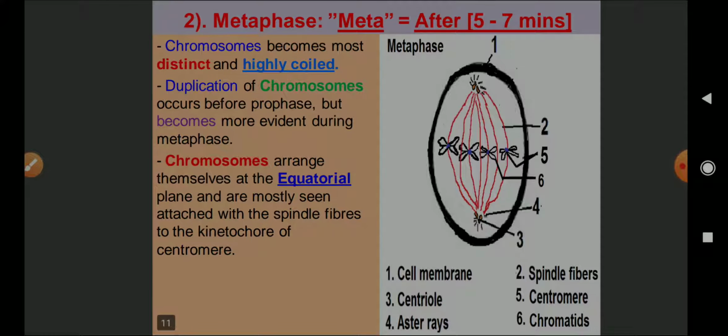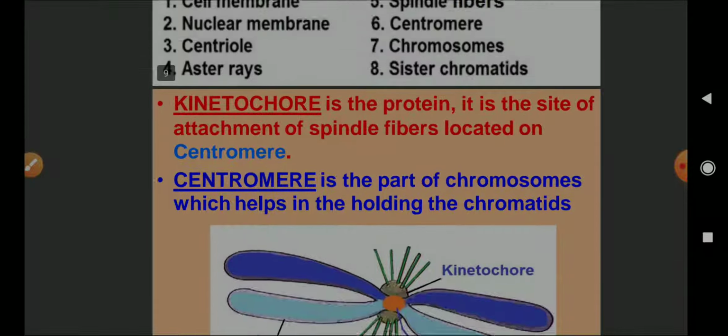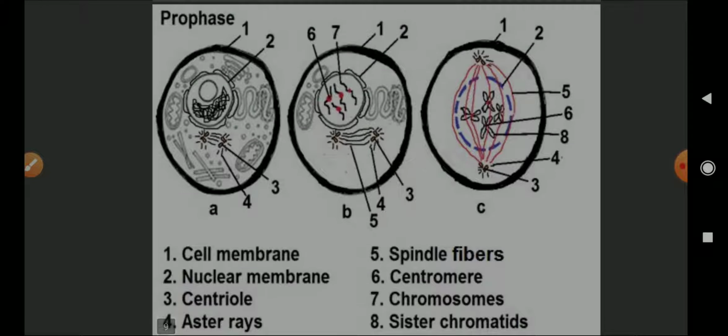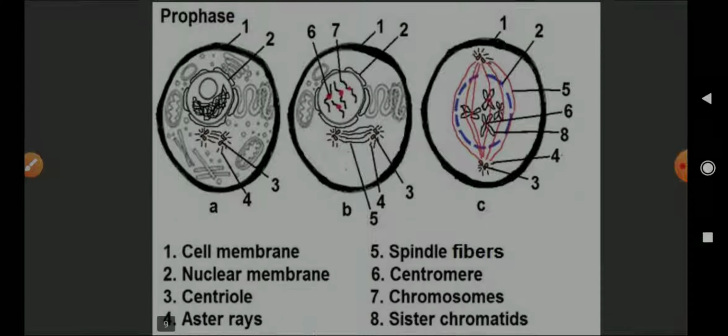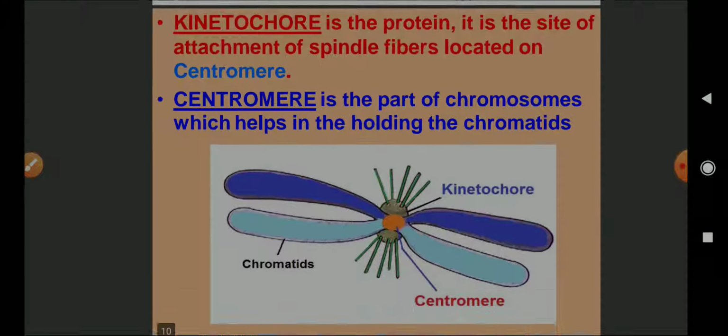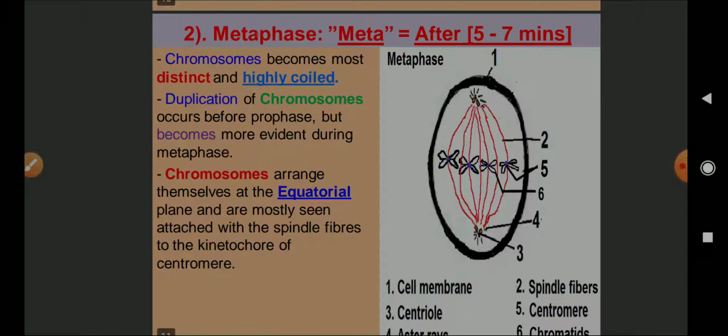The second phase is metaphase. It lasts about 5 to 7 minutes. You can see the nuclear membrane in prophase, right? But in metaphase the nuclear membrane has completely disappeared. No nuclear membrane. You cannot see the nuclear membrane.